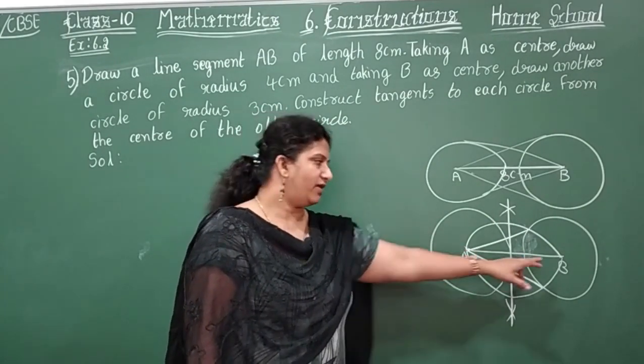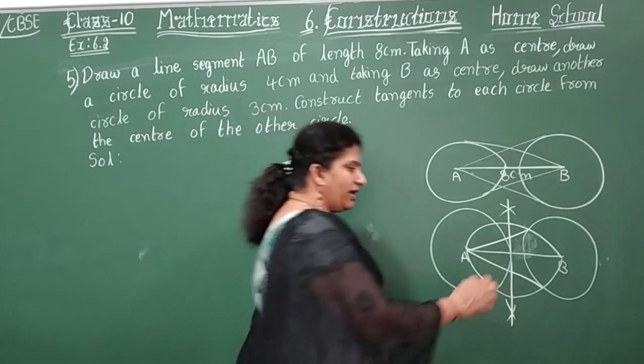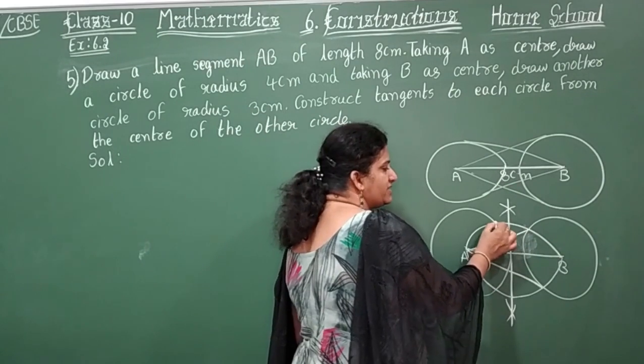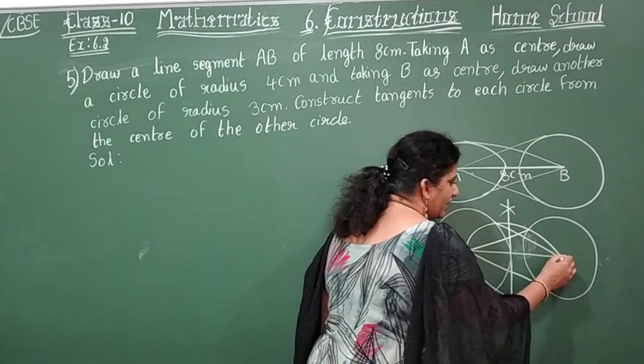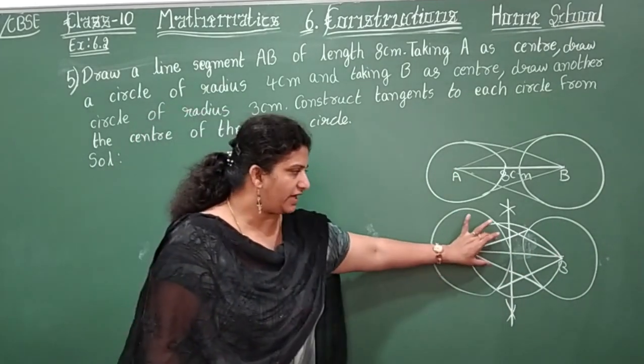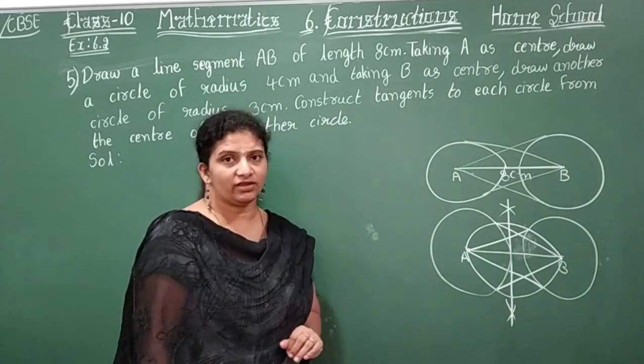Okay? And from point B you need to draw the tangents. Same technique, children. Bisector and everything will be the same, and where it touches this circle, directly join. These are the 2 pairs of tangents. This is one pair and this is one pair. So let's start doing the figure here.